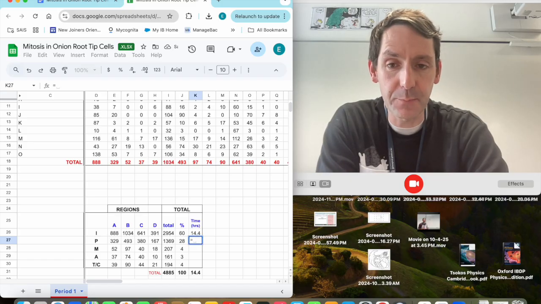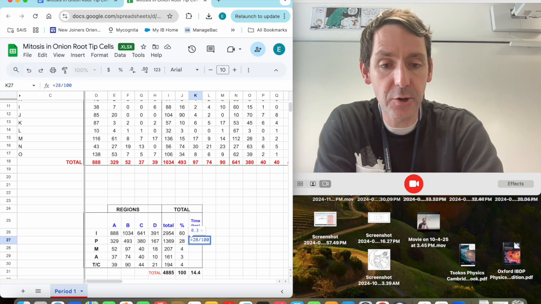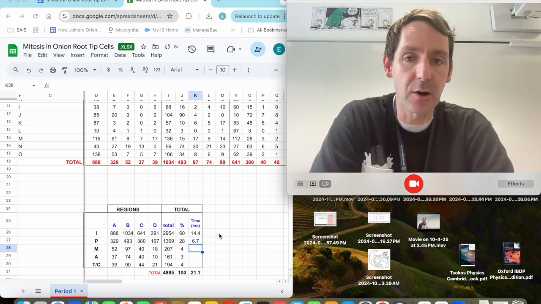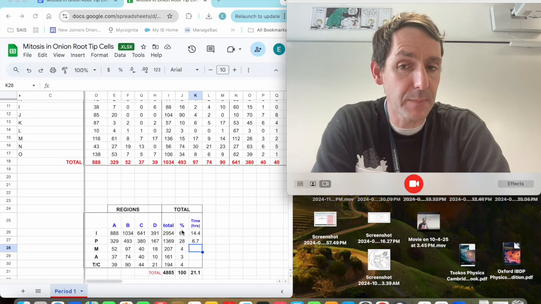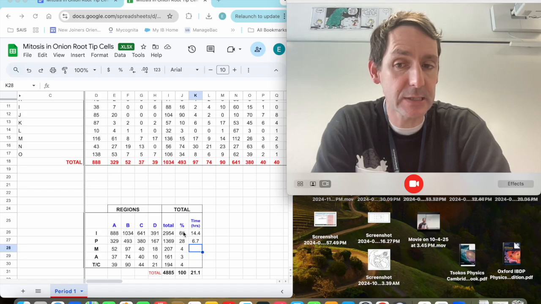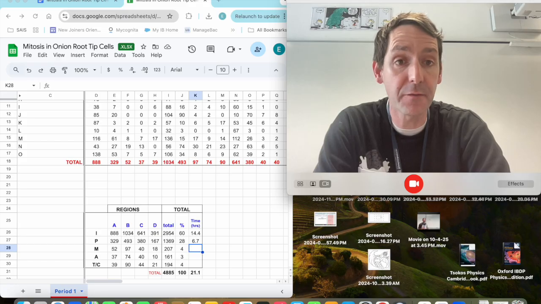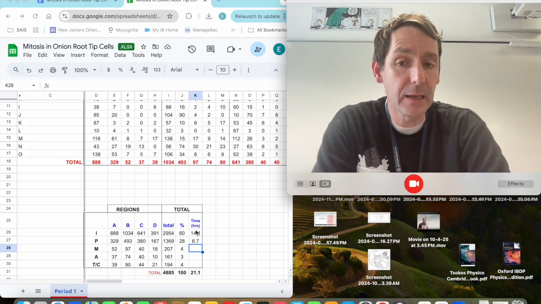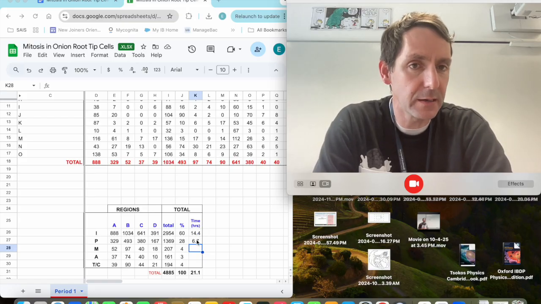I can do the same thing for prophase, 28%, so that's 28 over 100, multiply by 24, so 6.7 hours. You can see that there's more than twice as many in interphase, right? 60% are in interphase, 28% are in prophase, so more than twice as many are in interphase. So I expect that it should be spending more than twice as much time in interphase. I got 14.4 versus 6.7. That's a little more than double.